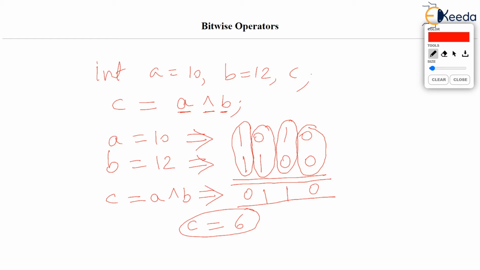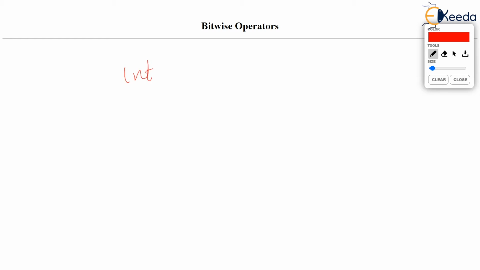Okay, let's see what is this right shift operator, or rather let's first see the left shift operator. Let's see a simple code like this. We have A equal to, let's say, 5, and we have B. Value of B is not given. Expression given is B equal to A left shift 1.